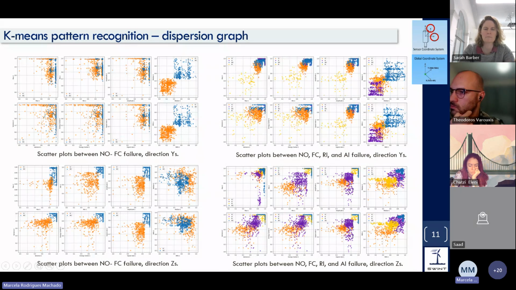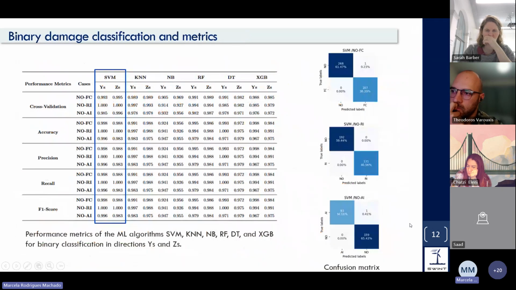For the multi-class, we also see some pattern here that the k-means provided us. And also here you see in yellow and in purple, yellow the icing, and purple the aerodynamic imbalance. And you see here also some pattern that induces us to understand that if you input in these classification algorithms, we could achieve a good classification through this process.